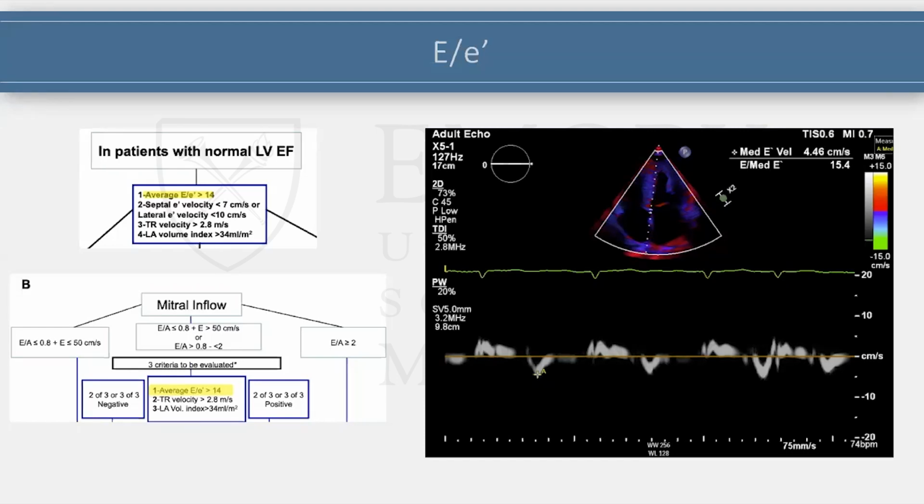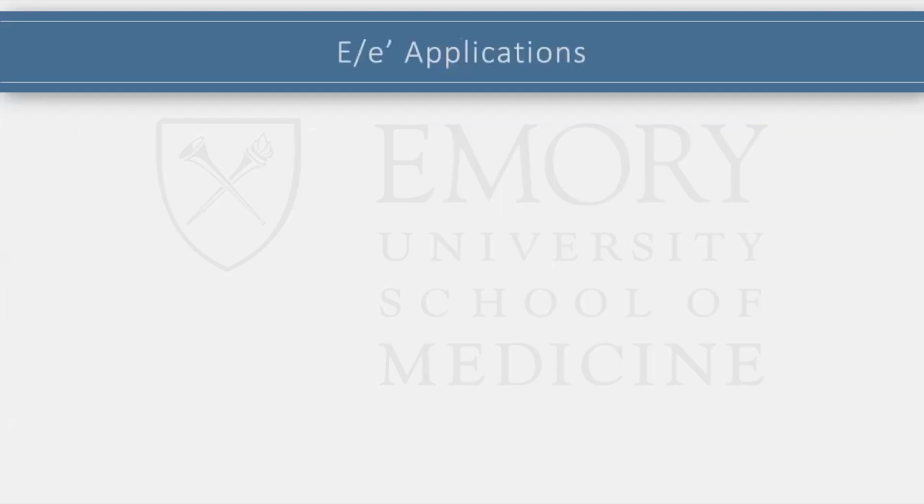You can sort of think of this as an indexing of the E prime, or of the E wave velocity. So you're indexing it against the movement of the myocardium. And I think that was my basic understanding, but I didn't really know, is that empirically reliable? What does that really mean in a more detailed sense? So I'll just spend a couple slides talking about that.